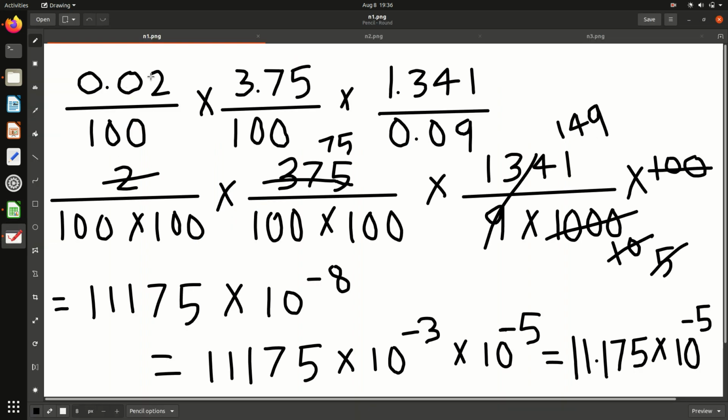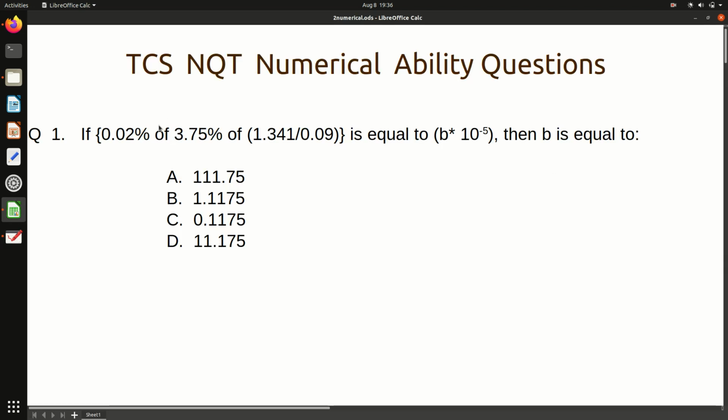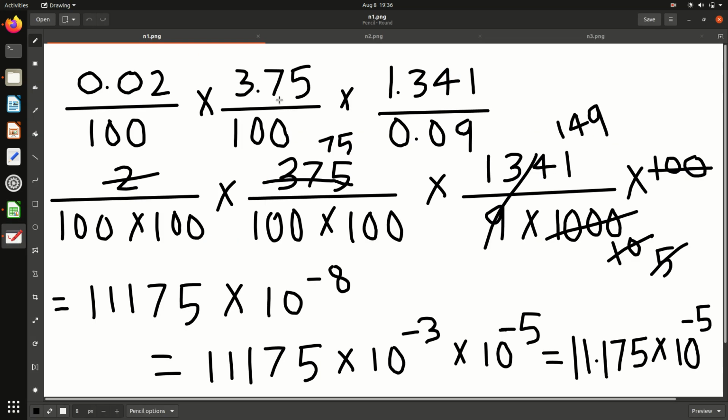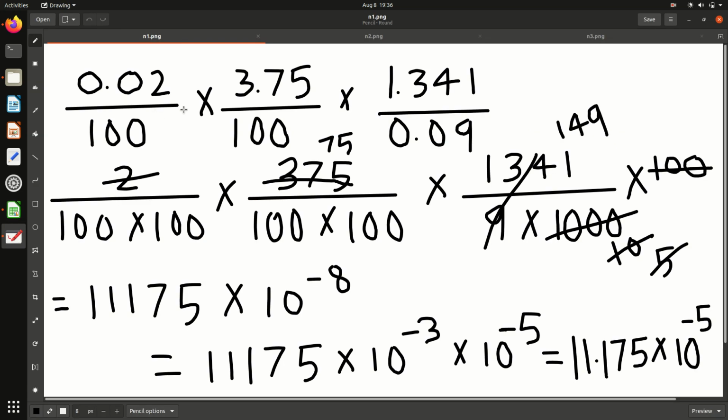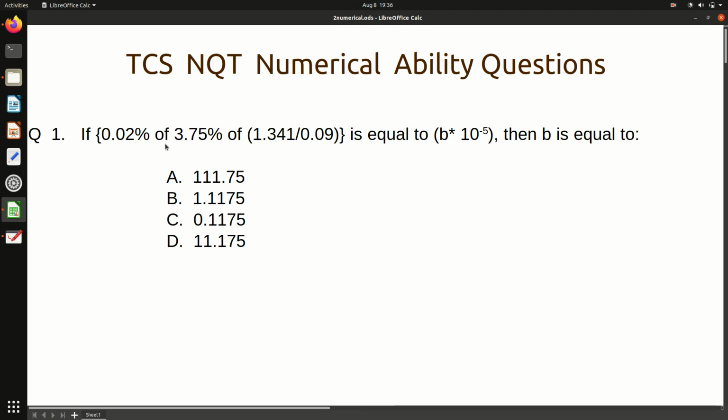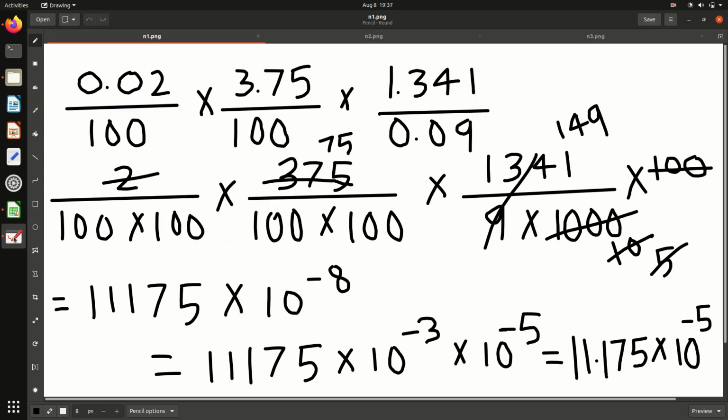So this is 0.02%, and percent means we know divide by 100. So 0.02% will be 0.02 by 100, and then as I told you, "of" means into. So it will be multiplied by 3.75% into, again this one, 1.341 divided by 0.09. So just we have to multiply all the three, that's all. Okay, remember this thing, of means multiplication. So here I have done the multiplication of all the three.